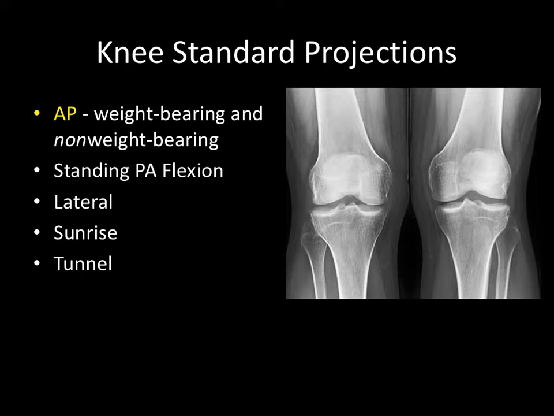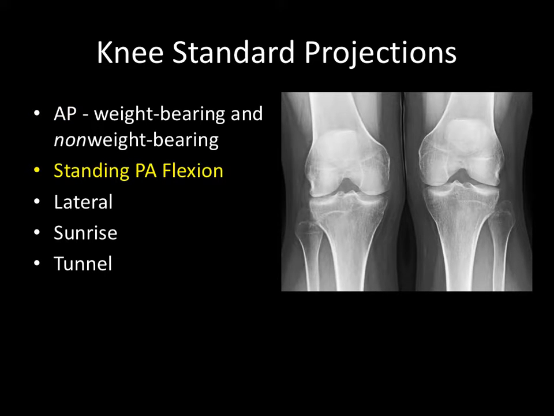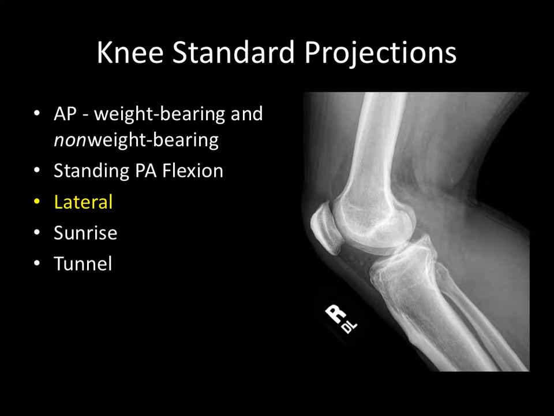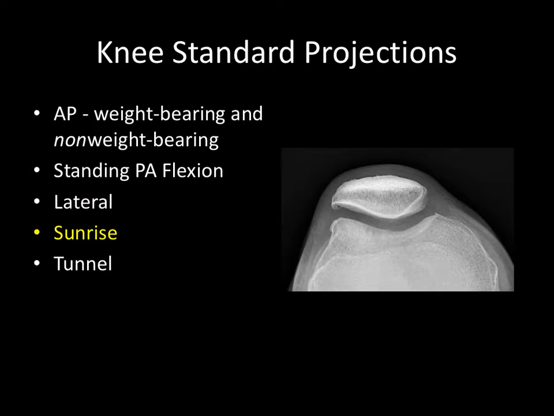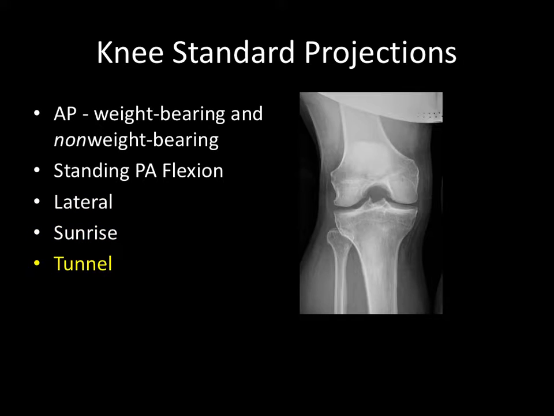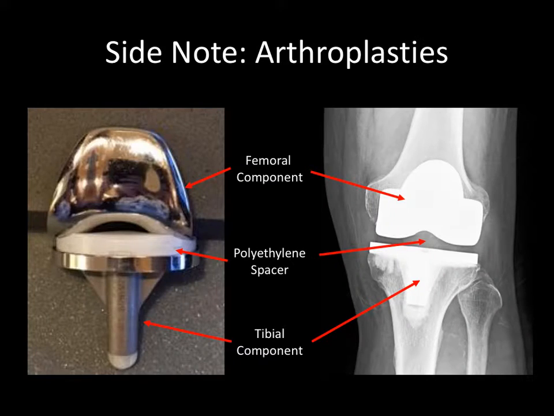So the views we will be presenting today are the standard knee projections, which are AP, standing PA flexion, lateral, sunrise, and tunnel. Before we jump into the views, I just wanted to give a quick introduction on knee arthroplasties because they're so common. On the frontal view, we can see the femoral component and the tibial component, which are radiodense, and the polyethylene spacer, which is radiolucent.